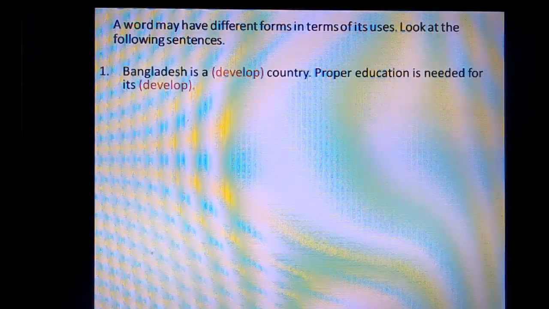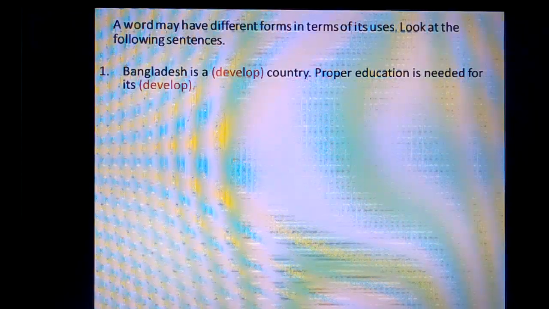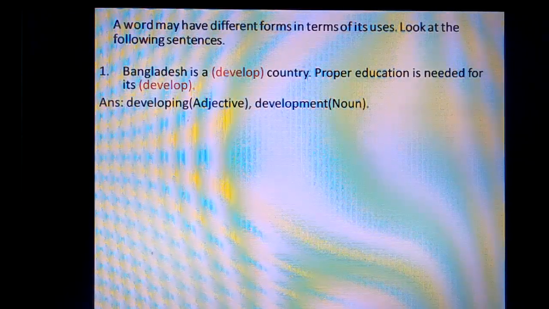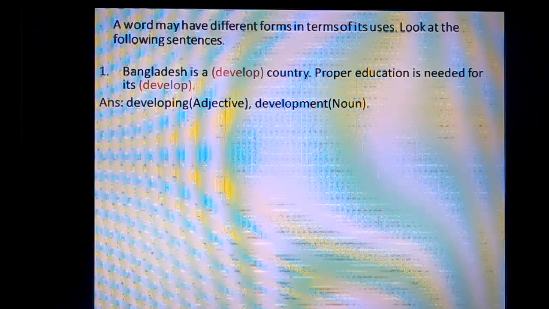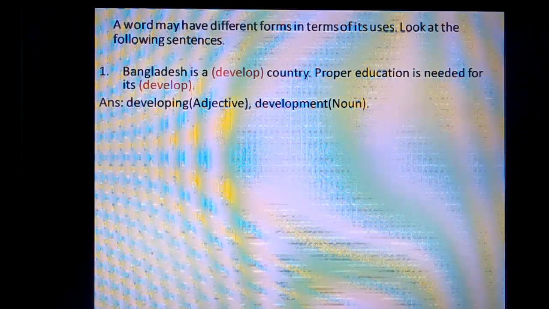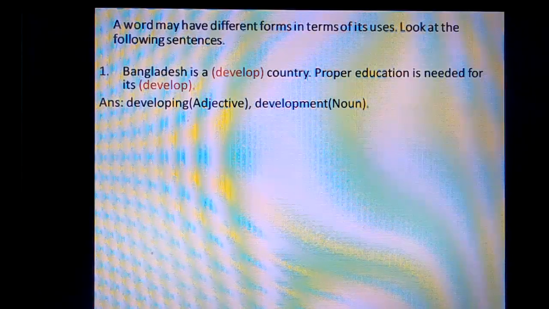A word may have different forms in terms of its uses. So, look at the following sentences. Bangladesh is a developing country. In fact, the answer is developing. So, you have found the different forms of develop, and the suffixes are different. Proper education is needed for its development.